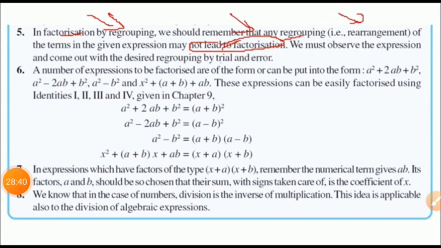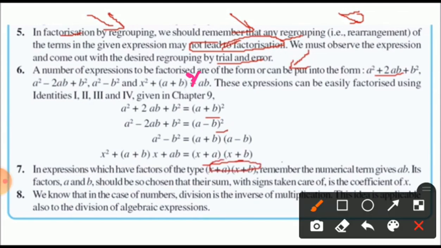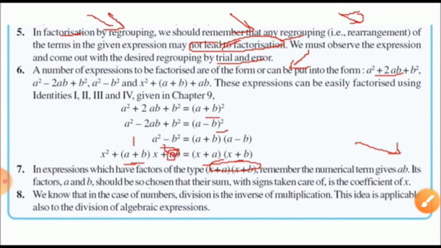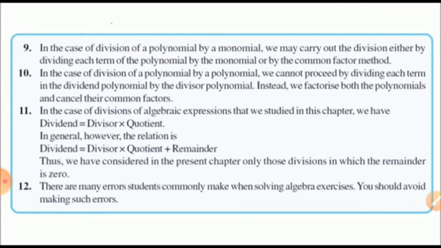Is it clear, students? A number of expressions to be factorized are of the form a square plus 2ab plus b square, or a square minus 2ab plus b square, or a square minus b square, or you can say x square plus (a plus b)x plus ab. Yes, my dear students, x will be there. The expressions can be easily factorized using the identities 1 to 4. One by one we can see here. In expressions which have factors of this type, we can use it.